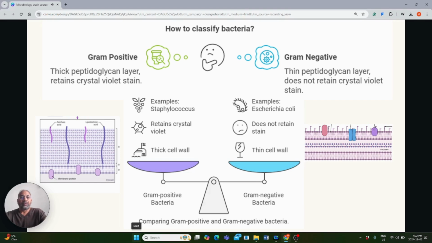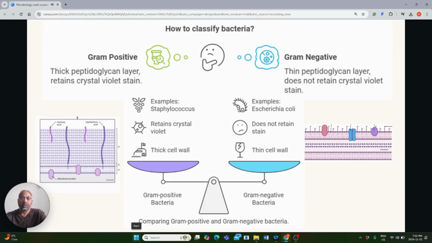Examples of gram positive are, as we just discussed, Staphylococcus and Streptococcus, and you will call them gram positive cocci because of their round shape. They retain the crystal violet and they have a thick cell wall. Examples of gram negative bacteria are E. coli, or Escherichia coli. They do not retain the primary stain because they have a thin cell wall.